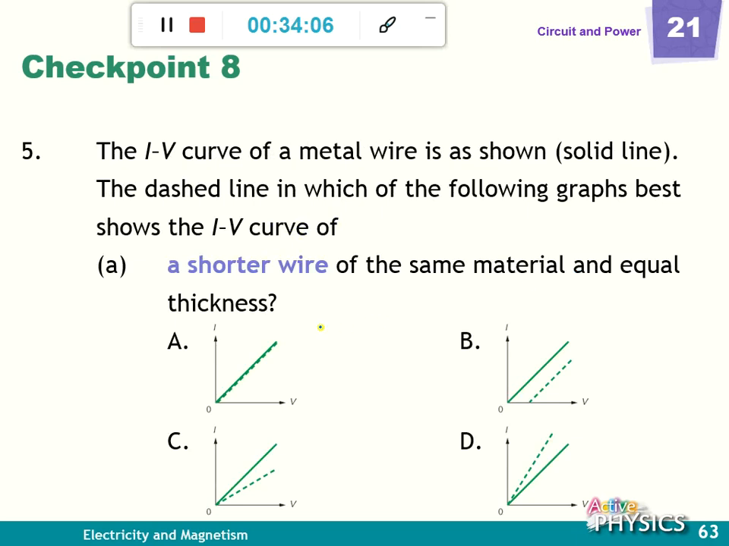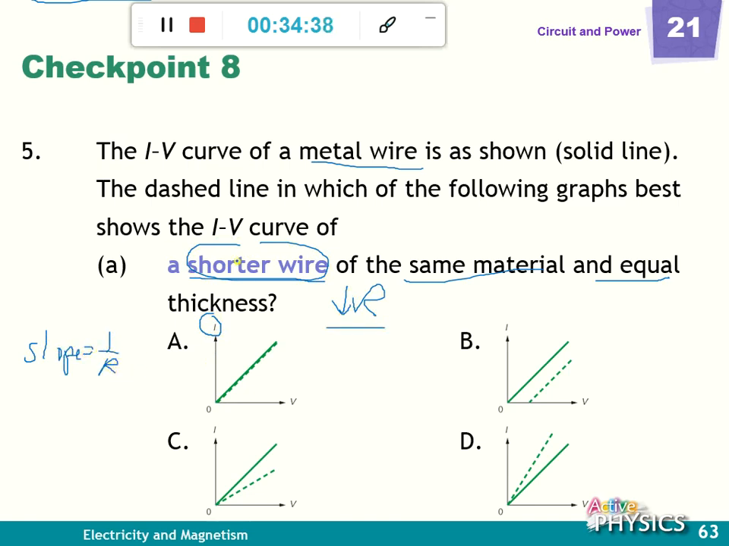Question number 5, for an IV graph like that. A metal wire means that it is ohmic material. That line will best show a shorter wire of the same material, same thickness. It means that it depends on length only. Shorter wire means that R should be smaller. Pay attention to the axis. This one is I. It means that the slope should be 1 over R.